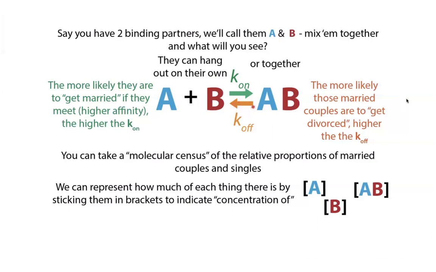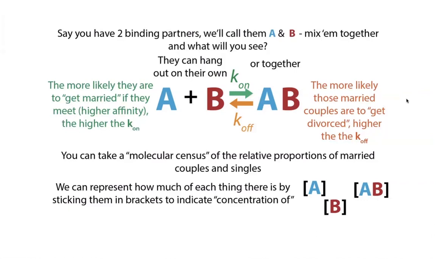But say he's not really what you thought. And so maybe now you have a high probability of divorcing, and so that would be a high K off. That would then counterbalance the K on, so that when these molecules reach equilibrium, that is when for each couple that marries, there's a couple that divorces. Basically, you reach this dynamic equilibrium, and that's going to be based on the K on and the K off.